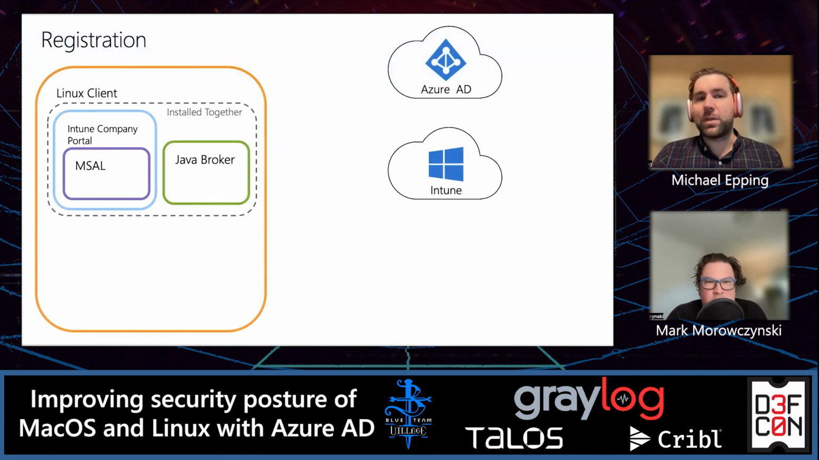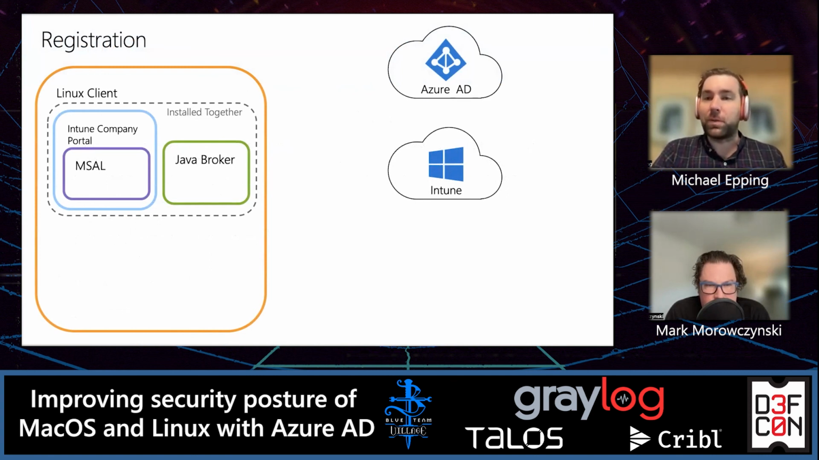So let's talk about how this is going to work. This is going to be very similar to the Mac example. So just like before, we have the Intune Company Portal app that's installed on the device. This comes along with the Microsoft Authentication Library. So if you haven't figured it out yet, MSAL is really, really important for a lot of these flows. And then we also built a broker. So similar to our Android broker, it's based on Java. So this is a dependency for the Intune Company Portal.